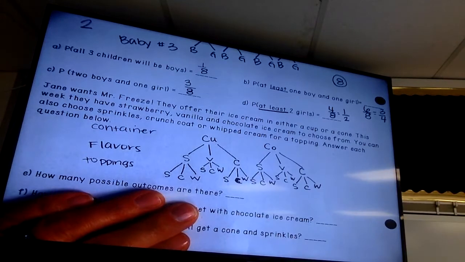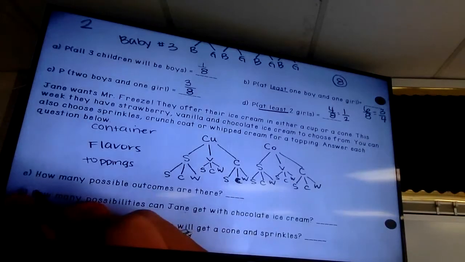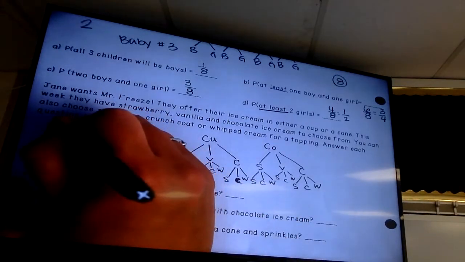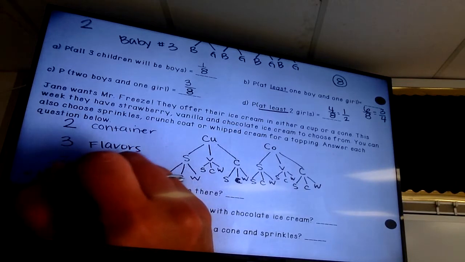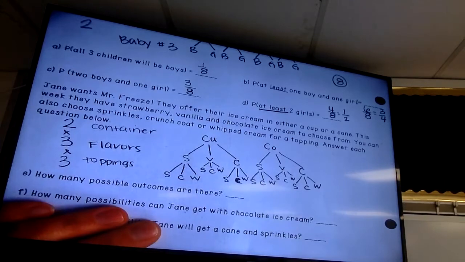There we go. So there's our tree diagram. And that tree diagram is going to help us make our list of possible outcomes. But let's first see how many possible outcomes there are. We can answer this question now. So there's 2 containers, there's 3 flavors, and there's 3 different types of toppings. So if I multiply those together, it'll tell me how many possible outcomes there are.